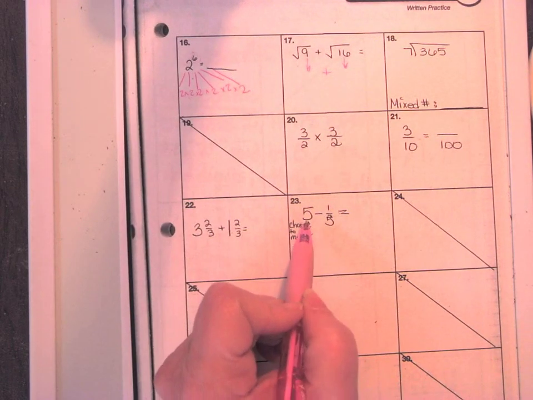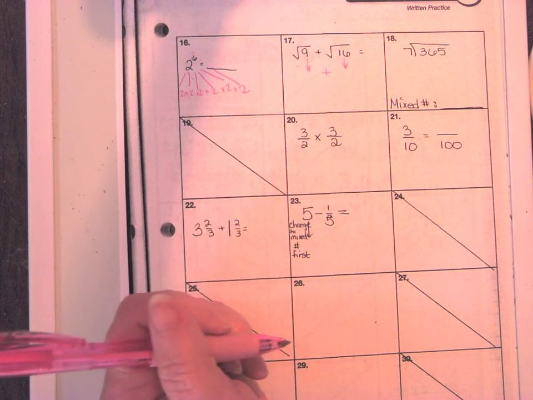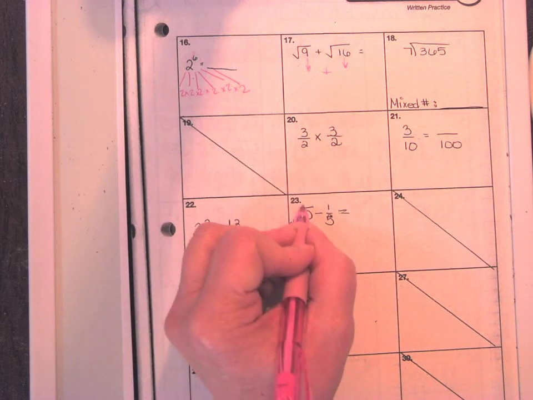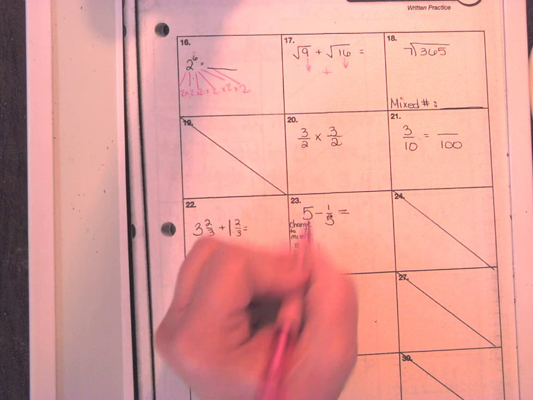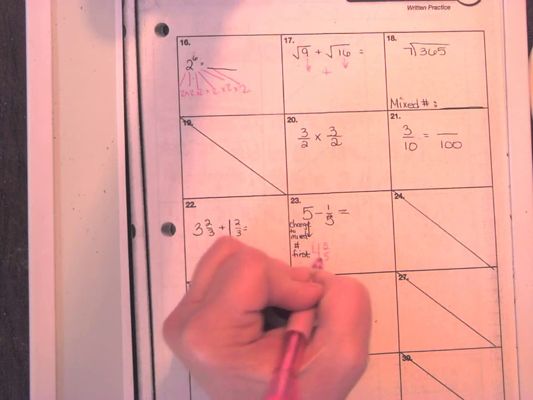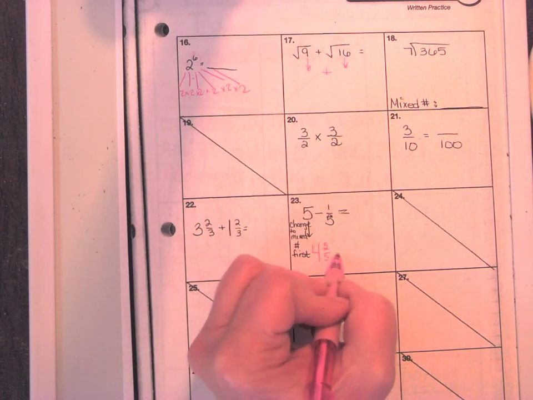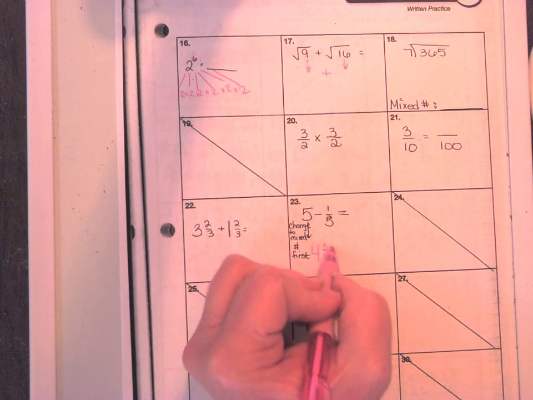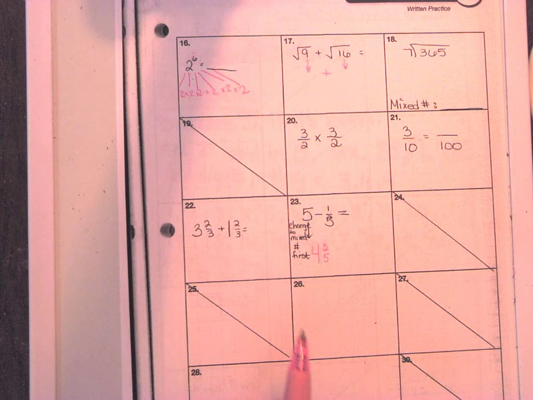For number 23, it's 5 minus 1/5. So what I want you to do is change that 5 to a mixed number first. So we would take one group away from that and we'd have 4, and then in order to have 5 total, we want to have 5/5. 4 and 5/5 is the same as 5. We want to change that to 4 and 5/5 before we do that subtraction. We need to have a fraction here in order to subtract that fraction from it. Okay. All right, 26 is fine the way it is.